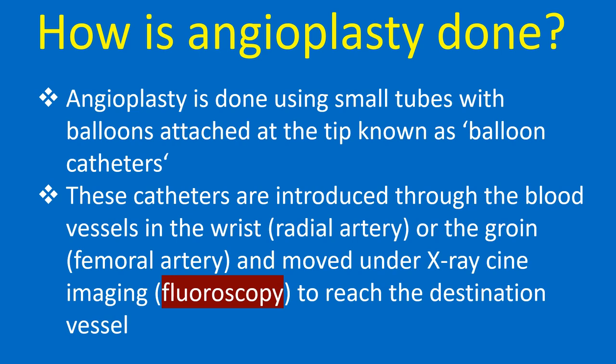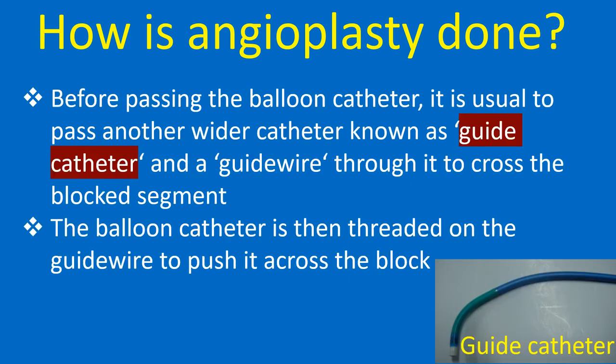These catheters are introduced through the blood vessels in the wrist known as radial artery or the groin known as femoral artery and moved under X-ray cine imaging fluoroscopy to reach the destination vessel. Before passing the balloon catheter, it is usual to pass another wider catheter known as guide catheter and a guide wire through it to cross the blocked segment.